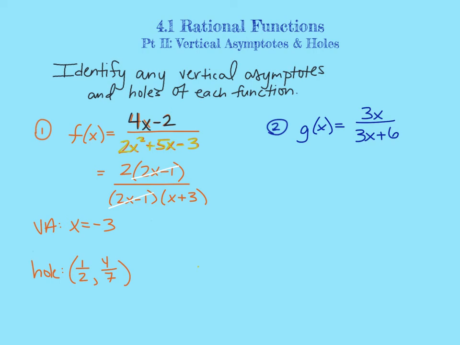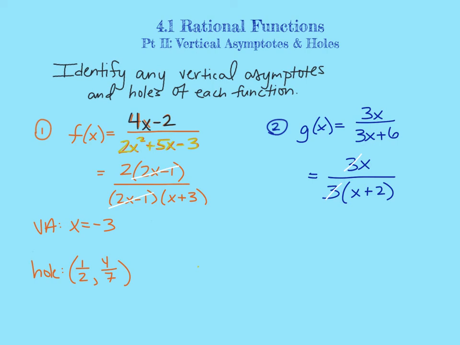So if we look at g of x in number 2, we're going to factor both the numerator and the denominator. And actually, the numerator can't be factored at all. It's just one term, so I'm just going to leave it be. In our denominator, we have the GCF of 3, and then we're left with x plus 2. X plus 2 cannot be factored any further, and so we see that if we wanted to, we could now cancel the 3's top to bottom.